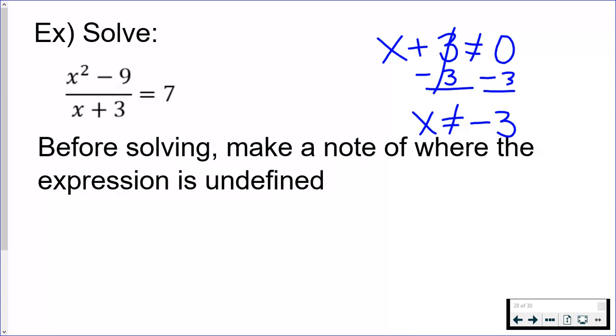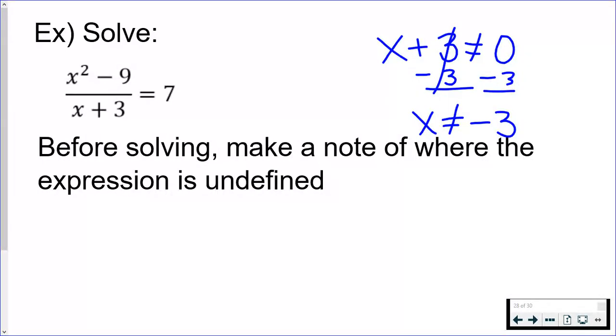This expression would be undefined if x was negative 3 because that would result in a denominator of 0, and that's not allowed. So if you are done solving this equation in the end and you end up with negative 3 as your answer, you're going to have to eliminate it. And in that case, the answer would be no solution because negative 3 is not allowed. So just make sure you know that.